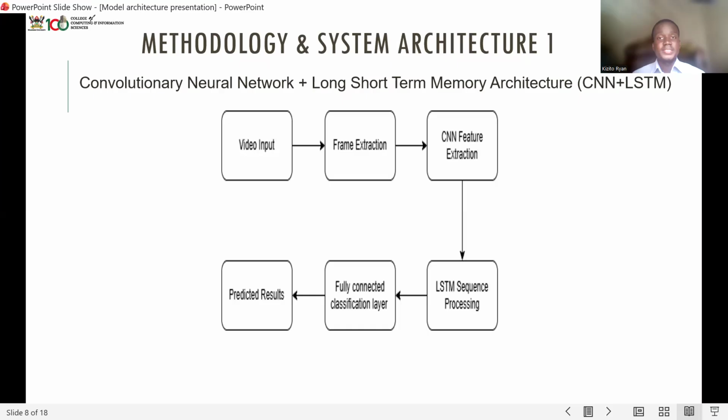And when we go to the next step, after we have extracted our frames, we want to extract features from each of those frames, which we call CNN feature extraction, which is the third step. And here, each frame will be passed through the convolutional neural network. In our case, it was a pre-trained CNN, I used the ResNet 50, which is a pre-trained CNN.